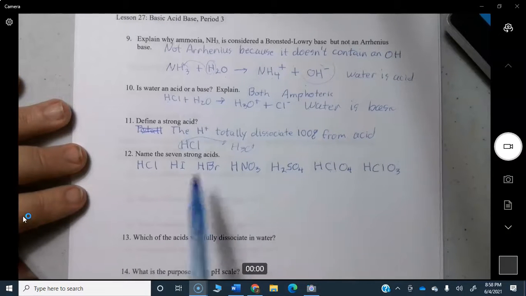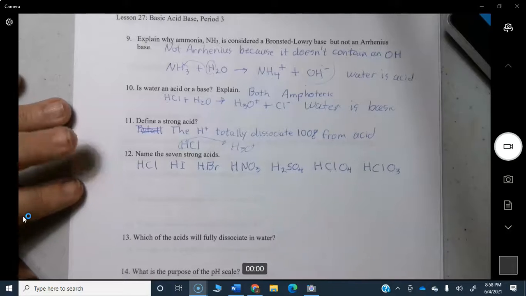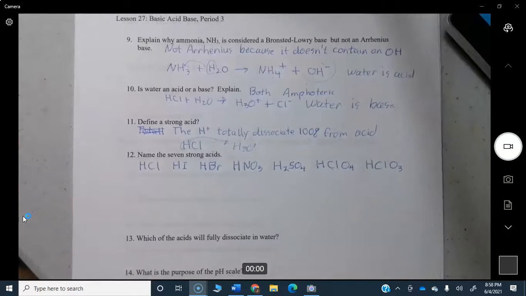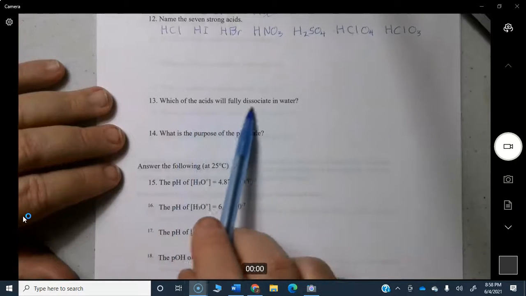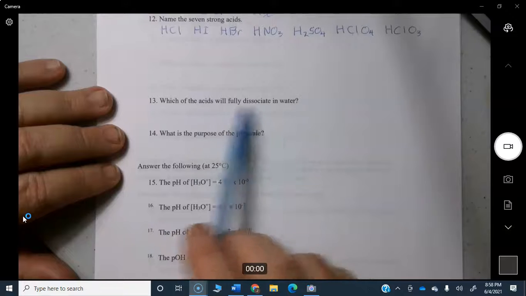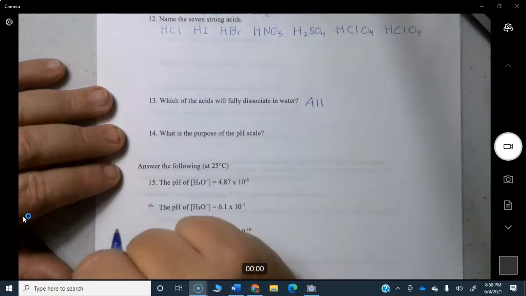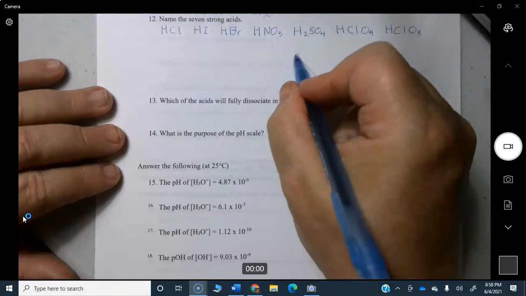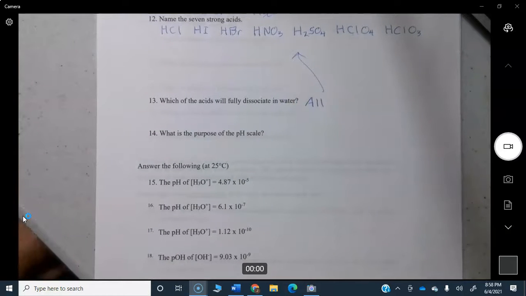So every time you put one of these in water, the hydrogen, that proton, is going to come off and jump over to the water molecule. Okay, keep going. Which of the acids will fully dissociate in water? All of them. That's not meant to be a trick question. It's just meant to emphasize all. So all of those will totally dissociate in water. That's the definition of a strong acid.